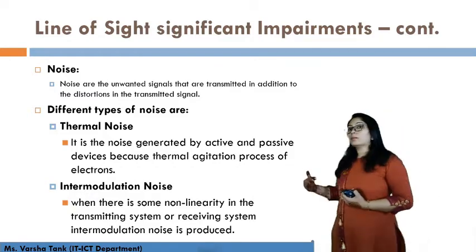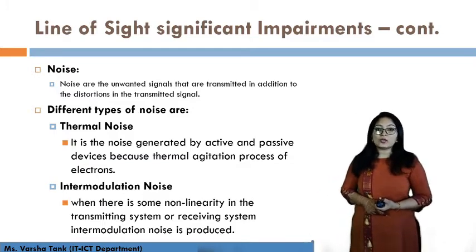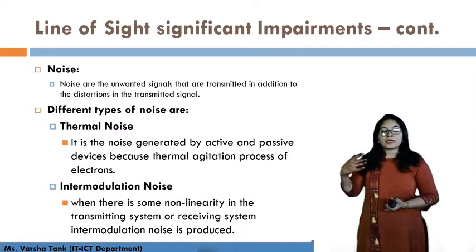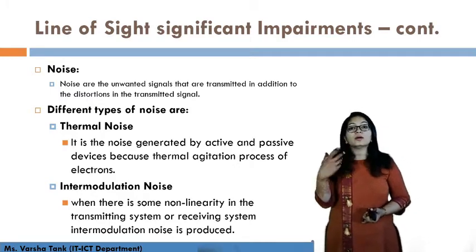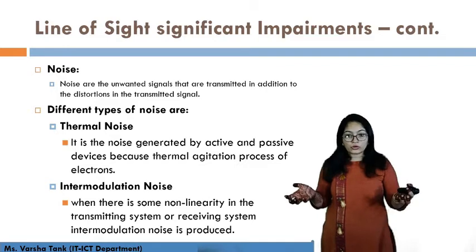First of all, what is thermal noise? Thermal noise is the noise generated by active and passive devices because of the thermal agitation process of the electrons. Sometimes your mobile becomes very hot. That is what a thermal noise is. Because of that noise your mobile becomes very hot.